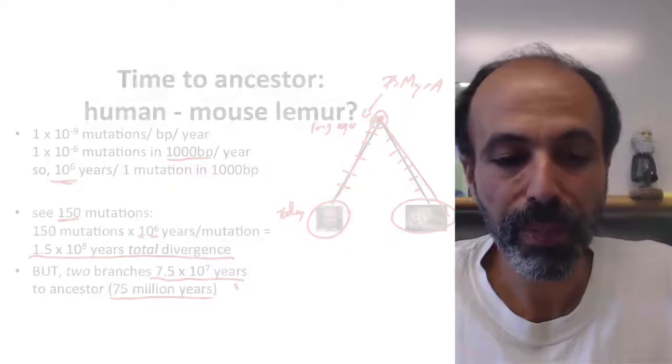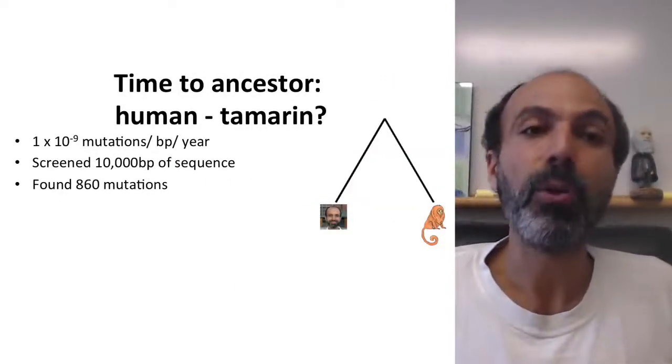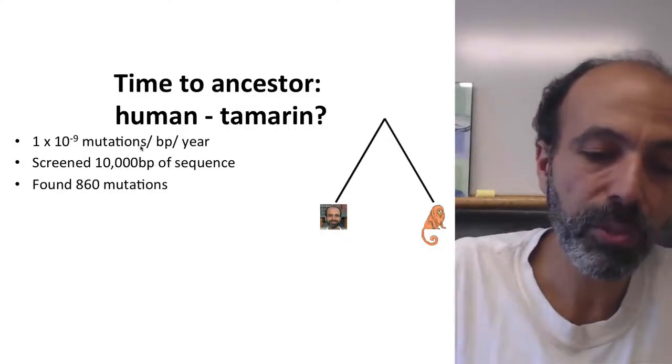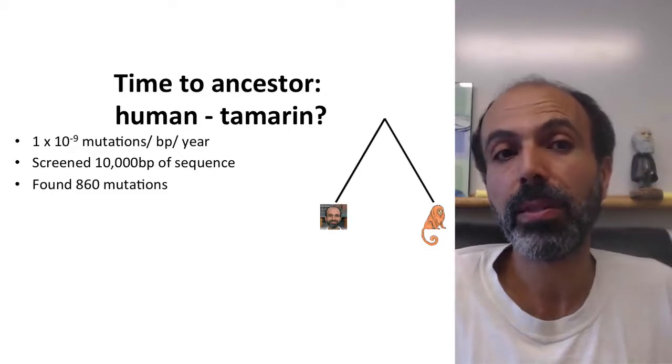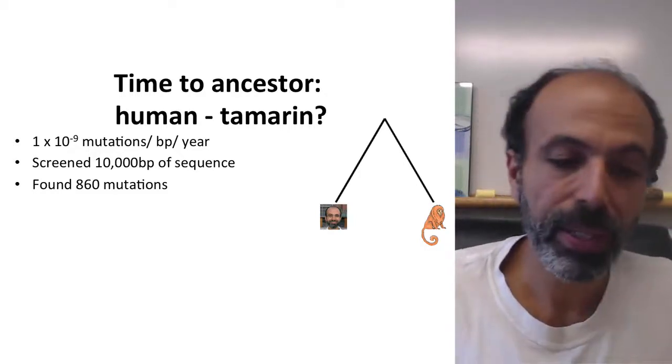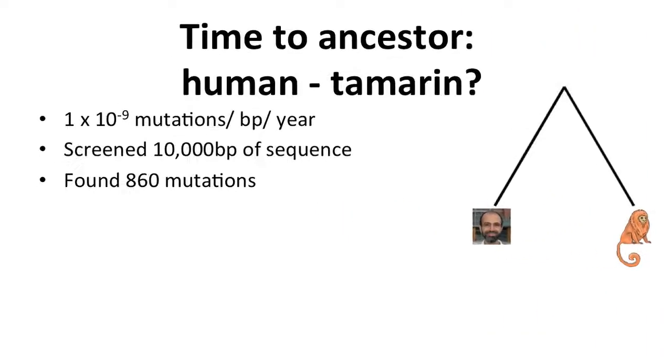There's one for you to try. What is the time to ancestor for a human to tamarin? Let's assume the same mutation rate there. Let's say in this case you screen 10,000 base pairs of sequence, okay, just so you're not using exactly the same numbers. Let's say you found 860 mutations. What would the divergence time be?